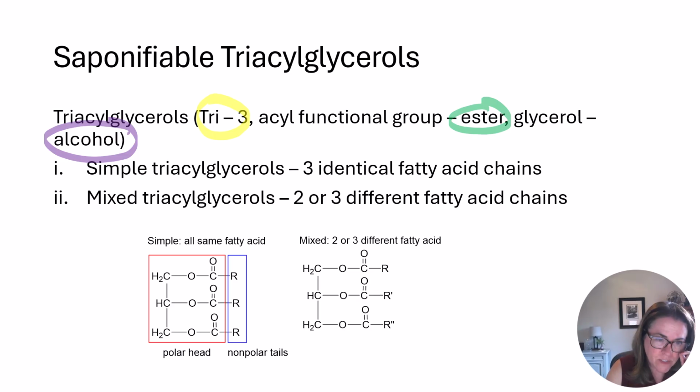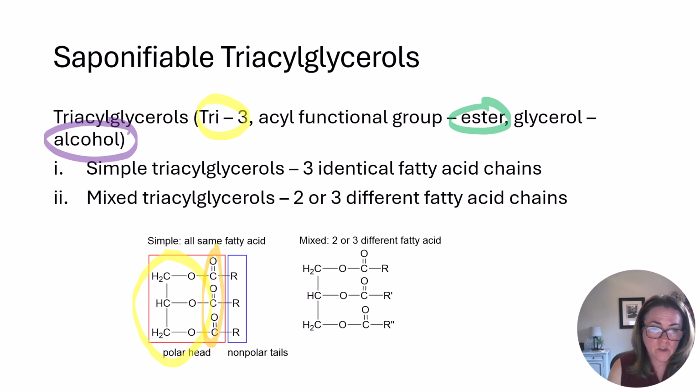All right, so we have simple triacylglycerols. These are going to be 3 identical fatty acid chains. Remember that with our esters, these are created through esterification. So I have an alcohol that is going to be this component. This component right here is what was my glycerol. And then I have my fatty acid, or my acid component, which I'm going to highlight here in orange.